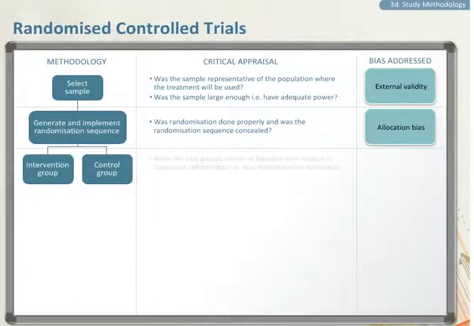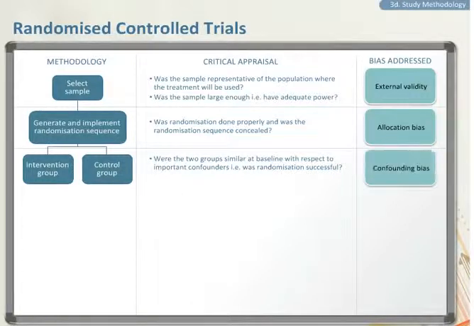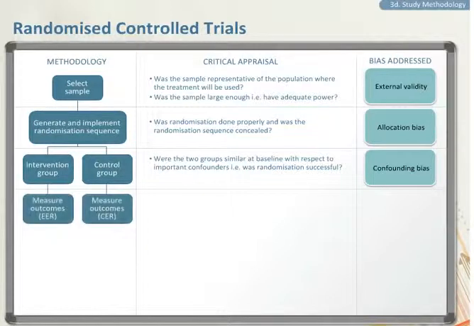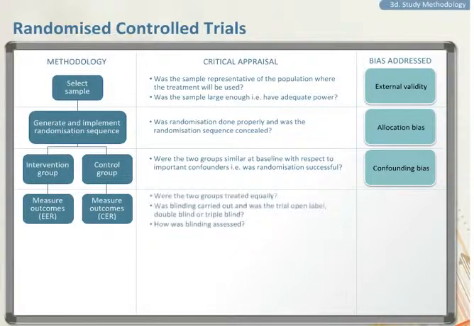Ask yourself, were the two groups similar at baseline with respect to important confounders? In other words, was randomization successful? This minimizes confounding bias. Then, identify outcomes in the experimental group and for the control group, which is the EER and CER. Ask yourself, were the two groups treated equally except for the intervention?